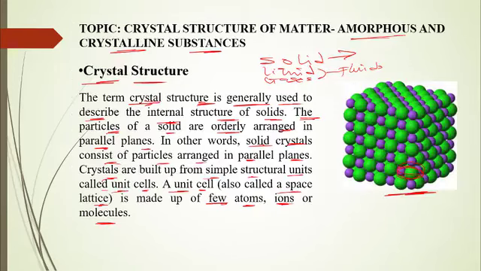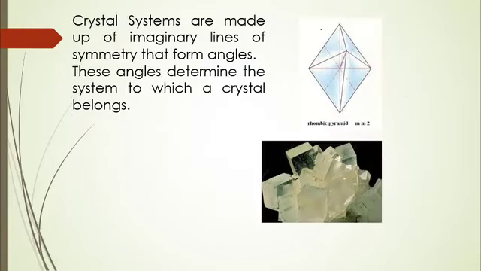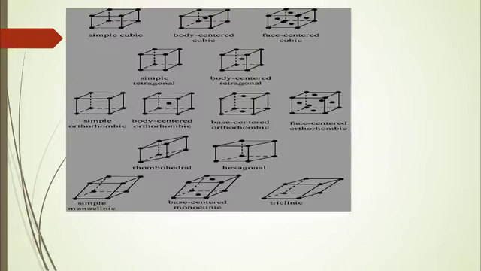Remember, we said the crystal systems are unit cells made up of atoms, ions, and molecules, which make up the internal structure of solids. Now, crystal systems are made up of imaginary lines of symmetry that form angles. Yes, these angles are what help us to determine the system to which a particular crystal belongs. The angles help us to determine the particular system to which a crystal belongs.